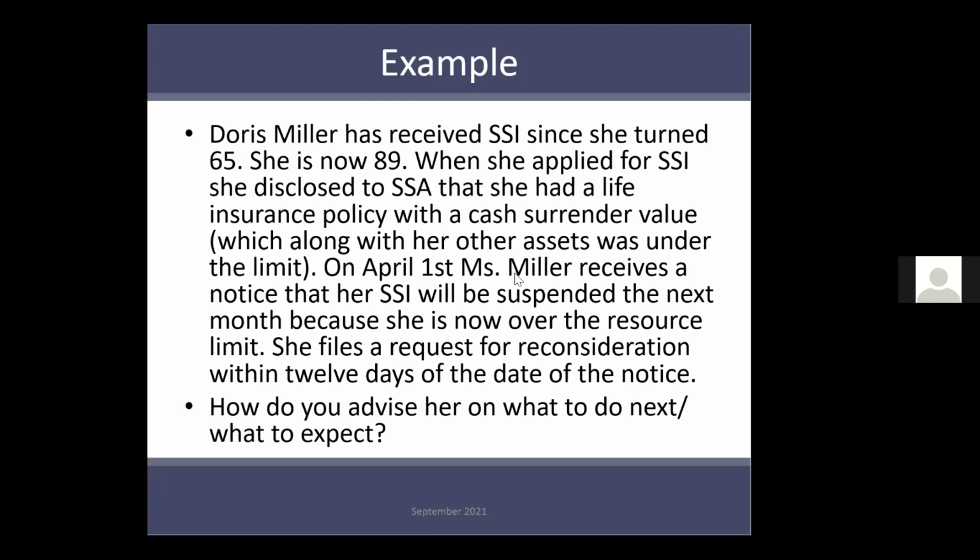She fortunately comes to you right on time, and you're able to, either she does it for herself or you help her to file a request for reconsideration within 12 days of the date of the notice. What are you going to advise her on what to do next and what to expect? And what do you think you might have to do in this situation based on what we've said? I can tell you that one of the hints here is that Social Security might mess up. So what do you need to advise them of, or what do you need to be ready to jump in and do?